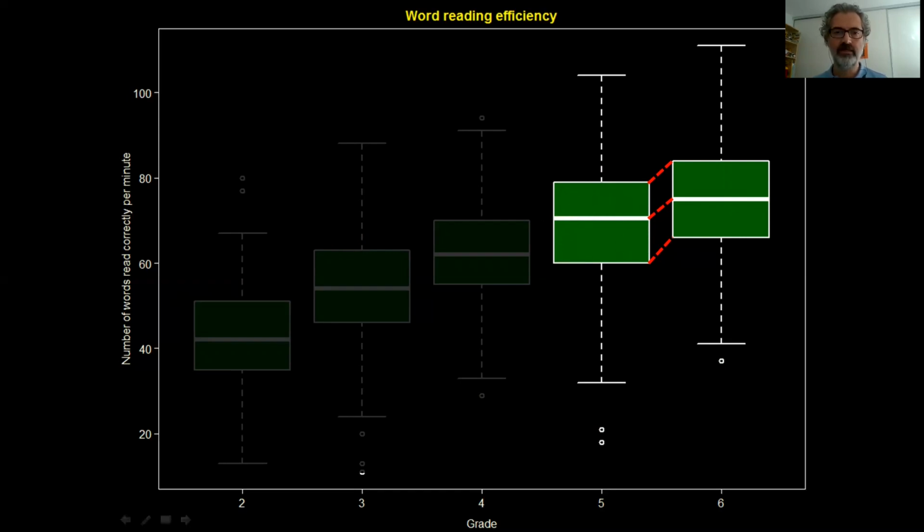And this suggests that there probably is a relationship between these two variables that can be discerned if the samples are large enough. So if we have enough 5th graders and enough 6th graders, so if we have lots of kids, this situation here suggests that there probably is a relationship between the two variables, although it's not as clear as the one between the 2nd and 3rd.